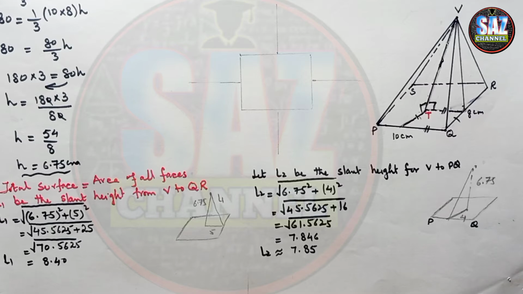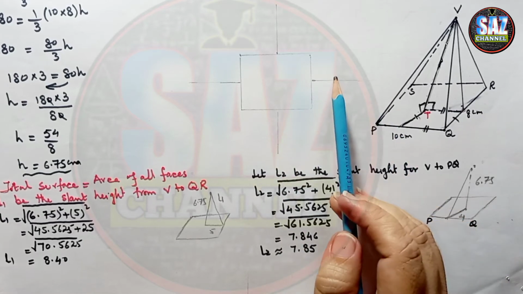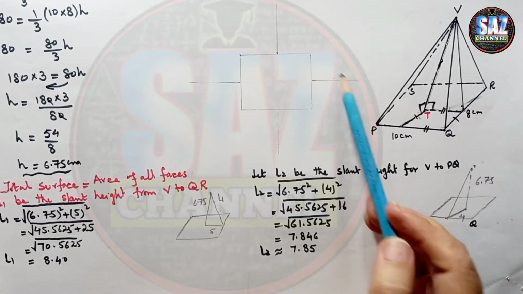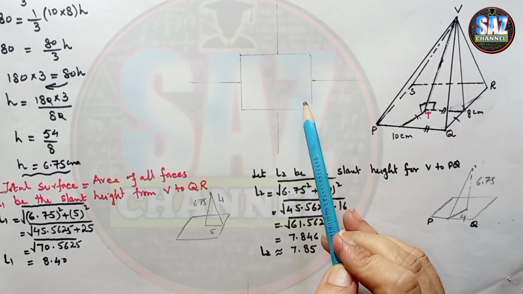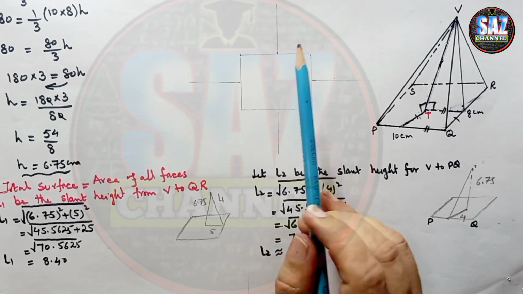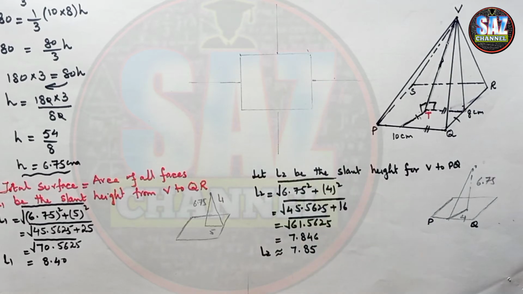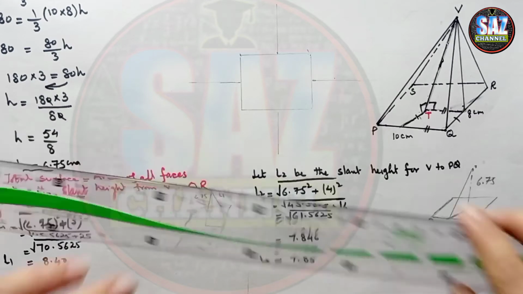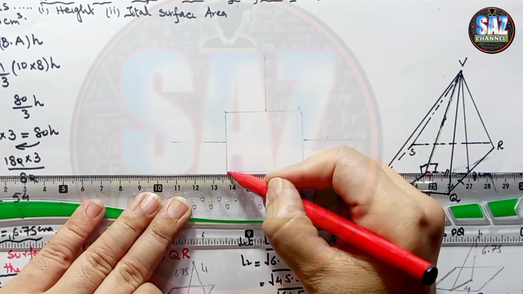Now we have to make our mind clear that in the base we will have a rectangle of side 10 by 8, and on this side we have a triangle which will have the base 8 centimeter and slant height of 8.4 centimeter, and on this side we have the base of the triangle 10 centimeter, and the slant height and the height of this triangle will be 7.85. Let me complete the diagram, and then we'll go for the calculation of the total surface area. Let me complete the net, and then we have to go for the calculation of total surface area as well.